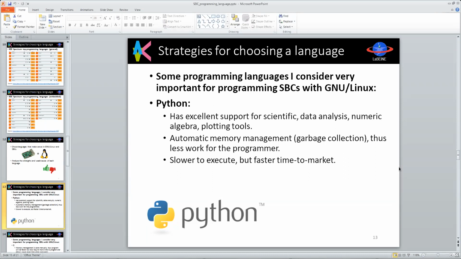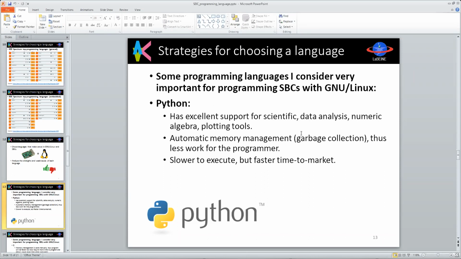Victor, you say here faster time to market. Can you elaborate? I'm not exactly sure what this means. Yes. So you can skip in Python all this manual memory management. And also there is excellent existing software for scientific data analysis, numeric algebra, and plotting tools, these libraries that help you to program. So by combining these two things, you can come up with a solution for the problem in a lot less time than, let's say, C or C++.